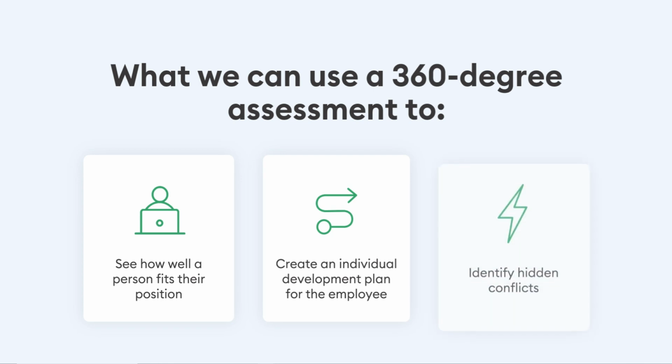Third, iSpring Learn will anonymously gather feedback on a particular employee, which allows you to identify unperceived conflicts in the team, and you will see what colleagues, subordinates, and supervisors really think of the employee. That will help you to avoid interpersonal friction by providing the employee with timely feedback.